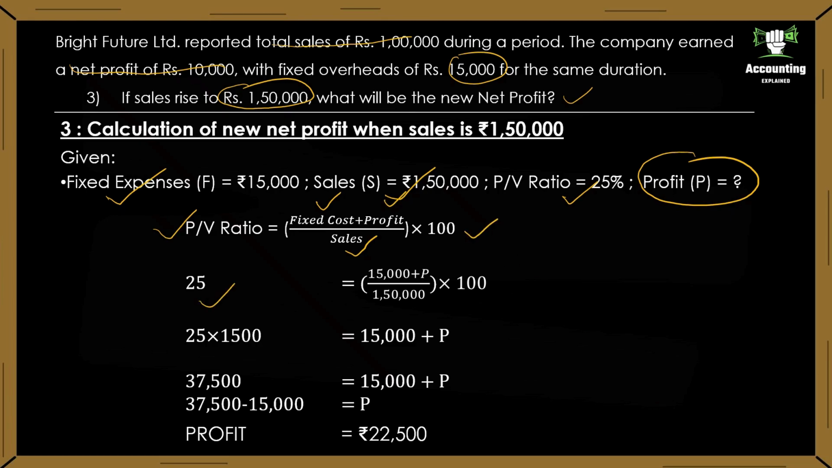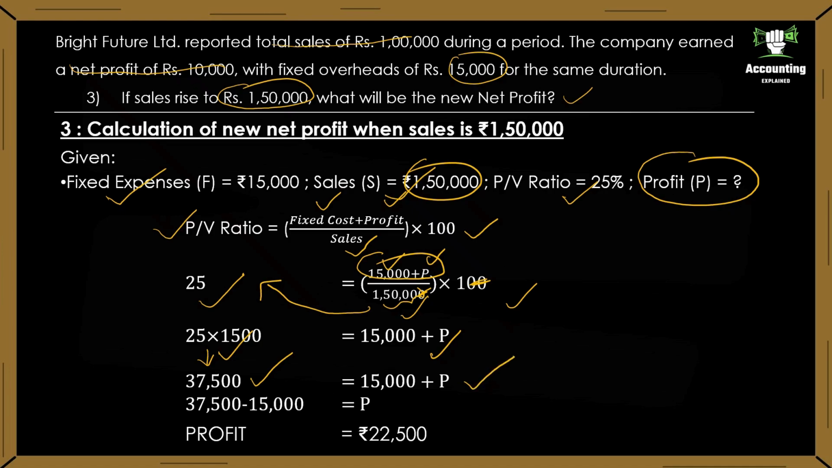What is P by V ratio now? 25%. 25 is equal to 15,000 as fixed cost plus P, divided by the new sales 1,50,000, into 100. In the numerator, two zeros can be struck off with the two zeros in the denominator, and we can take the remaining 1,500 to the left side. Division when taken to the left side will become multiplication. 25 into 1,500 is equal to 15,000 plus P. 25 into 1,500 is 37,500, equal to 15,000 plus P. So 15,000 when taken to the left side becomes minus: 37,500 minus 15,000 is equal to P. Profit is equal to 22,500.